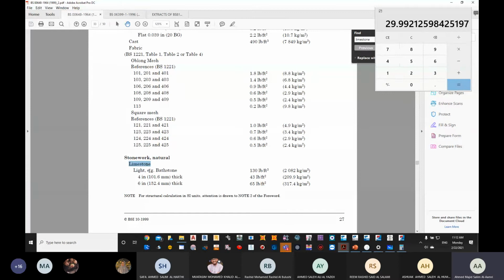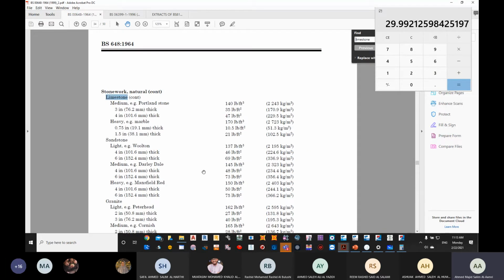We have limestone. This is light, for the bath stone, if we are talking about bathrooms and hotels. Another one is medium, so we can take this particular medium one. Or there is a heavy, which is like a marble. Normally we are going to be using the medium limestone. We don't want the heavy tiles to be used.